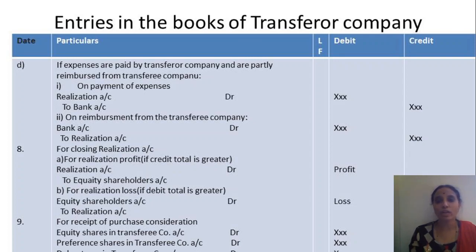So when there is realization profit, the credit total is higher. So realization account debtor to equity shareholders account. We transfer the profits to whom? Equity shareholders, ultimately the owners of the company. So when liquidation happens and realization profit comes, to whom do we transfer it? Equity shareholders. So when realization profit arises, realization account debtor to equity shareholders account. Then if there is a realization loss, there may also be a loss.